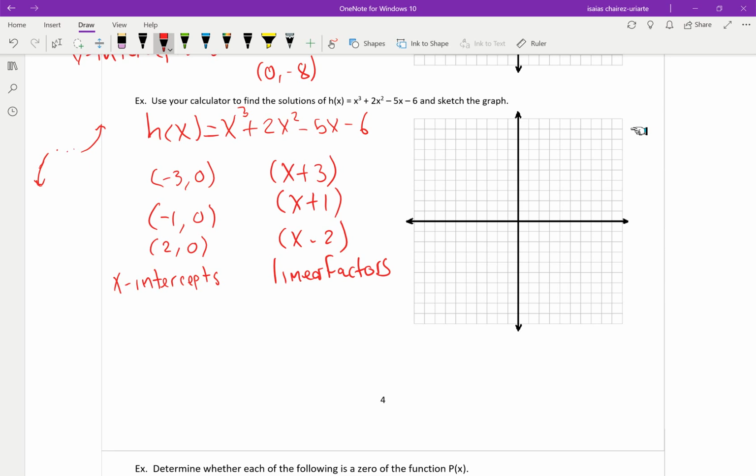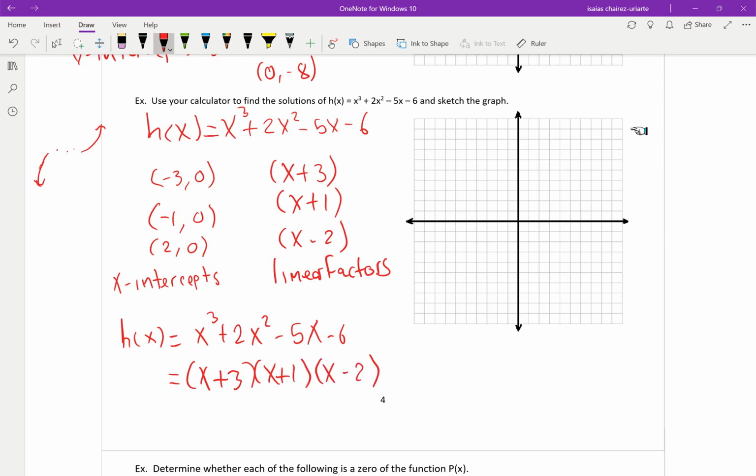So then look, my polynomial h of x turns out, well, we know what it is. It's x cubed plus 2x to the second minus 5x minus 6. It turns out that this third degree polynomial, if we had factored it by hand, factors like this. It factors as x plus 3, x plus 1 times x minus 2. I think that's kind of pretty neat.